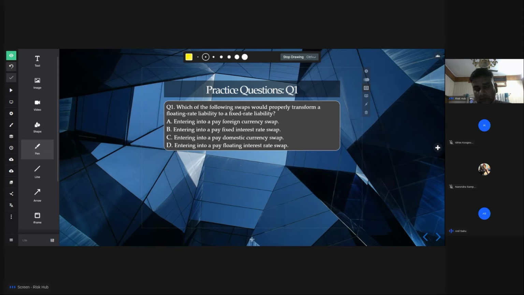Second one, pay fixed IRS. Why? Because you want to transform your floating into fixed. So obviously you will start paying fixed and you will be receiving floating, a transform of floating into a fixed rate liability. Anybody else want to take a shot? Option C, that is entering into paying domestic currency swaps. So IRS is basically, as you mentioned earlier, swaps in the same currency only.